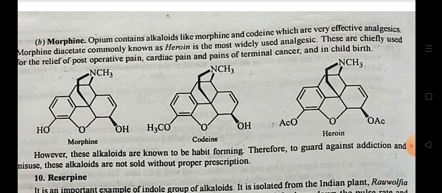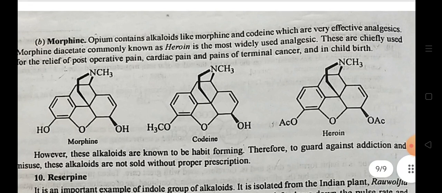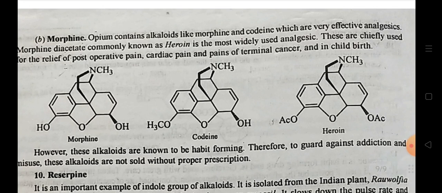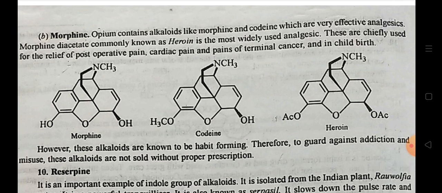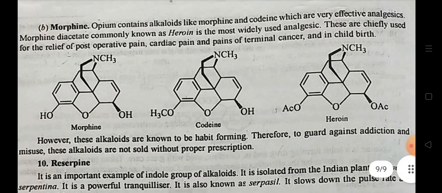Second is morphine. Opium contains alkaloids like morphine and codeine, which are very effective analgesics. Morphine diacetate, commonly known as heroin, is the most widely used analgesic. These are chiefly used for the relief of post-operative pain, cardiac pain, and pain of terminal cancer and in childbirth. The structures of morphine, codeine, and heroin are given here. However, these alkaloids are known to be habit forming. Therefore, to guard against addiction and misuse, these alkaloids are not sold without proper prescription.